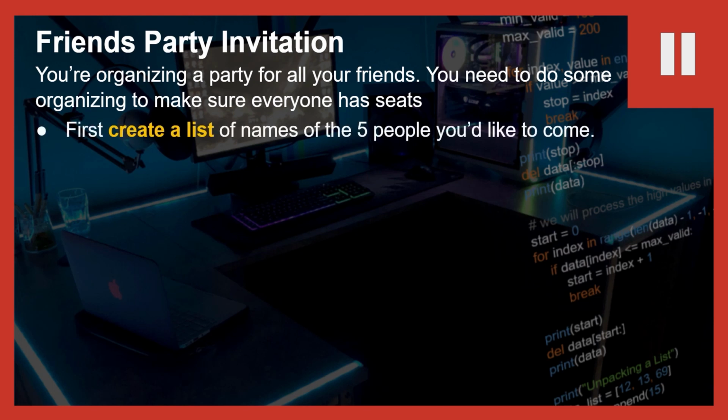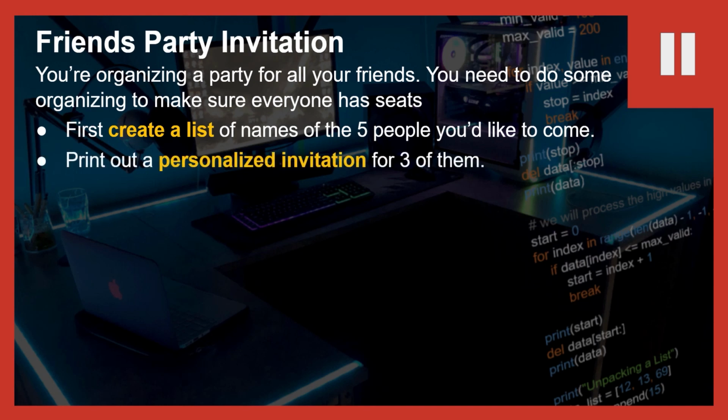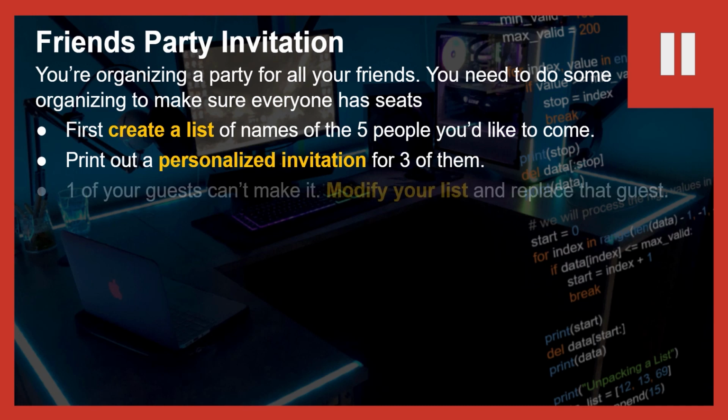First, you'll need to create a list of names of the 5 people you'd like to come. They can be made up friends, they can be real friends, just a list of 5 people. It should be strings. Print out a personalized invitation for 3 of them. So you'll need to access 3 of these people from your list and then print out some kind of sentence where you invite them. One of your guests can't make it. Modify your list and replace that guest.